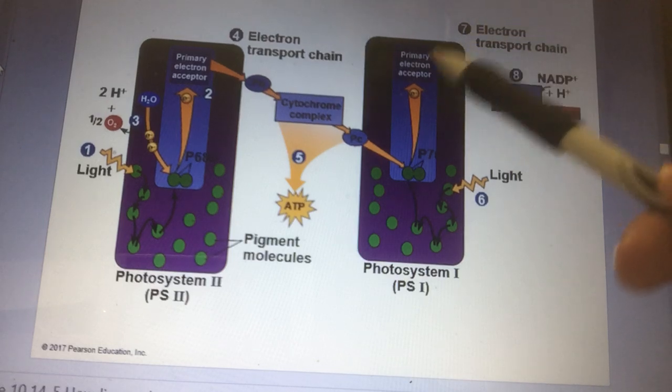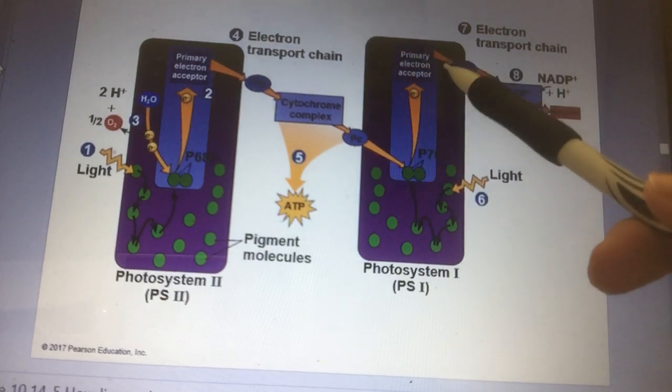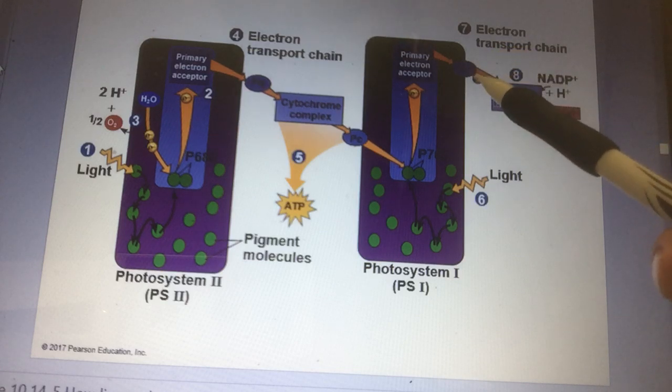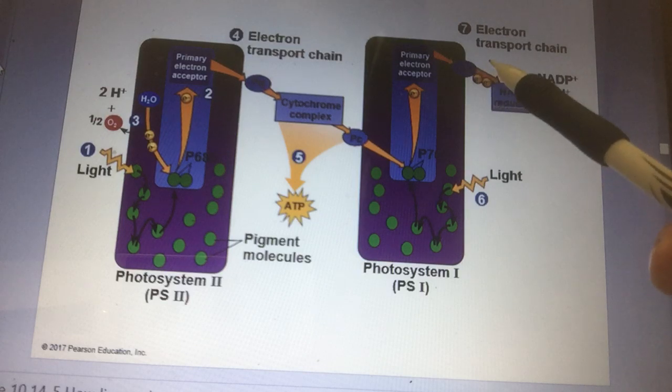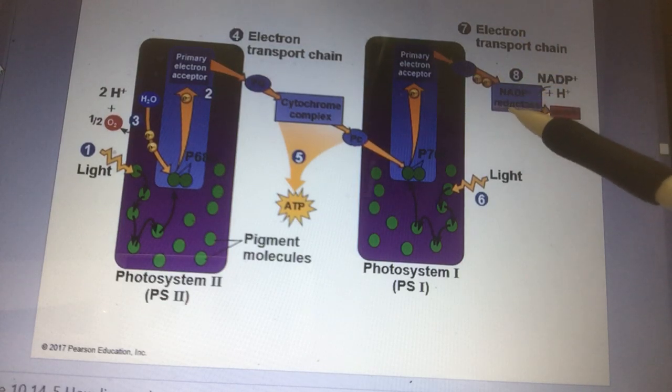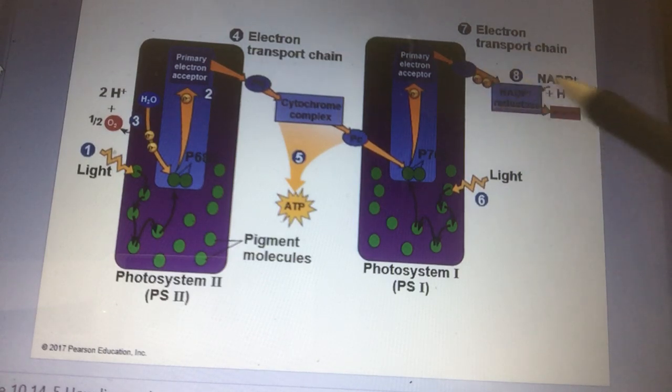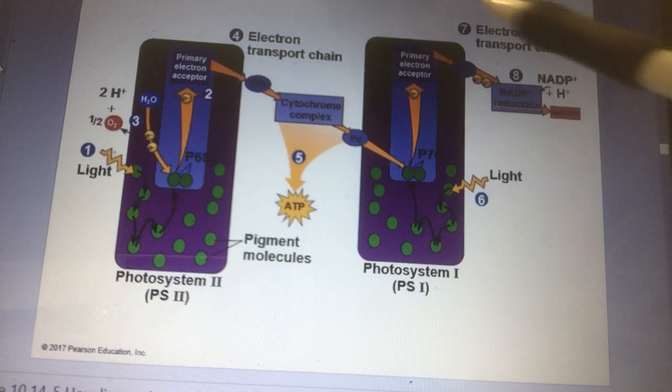Then step 7. The electron that was excited earlier will go on to another electron transport chain, which consists of ferredoxin right here. And then the final step: NADP plus reductase will catalyze the transfer of electrons to NADP plus, forming NADPH with a hydrogen ion. The NADPH produced here, as well as the ATP, will later be used for the Calvin cycle. That's the linear electron flow.